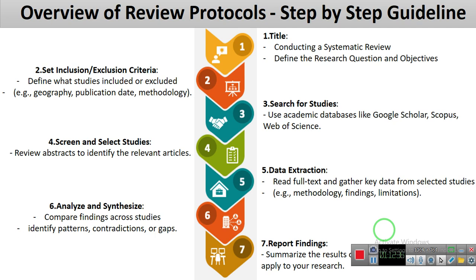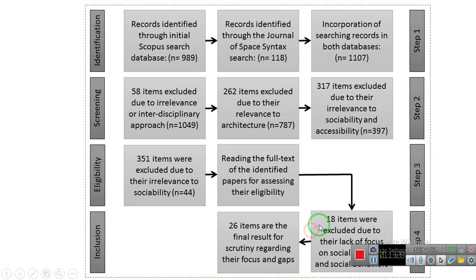In the next section, we have analysis and synthesis. In this section, we can compare findings across different studies and analyze and synthesize them with each other. We can also identify the patterns, contradictions, and similarities between different papers and identify the research gaps in the field. At the end, we are going to report our findings, summarize our results, and find the key research gaps that can be included for further research suggestions.